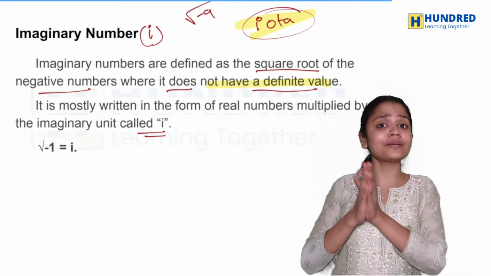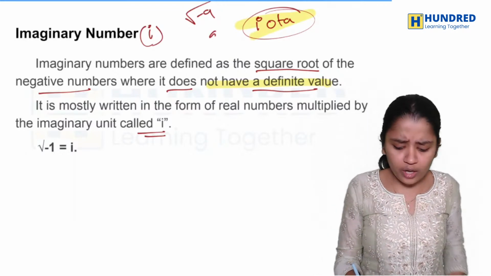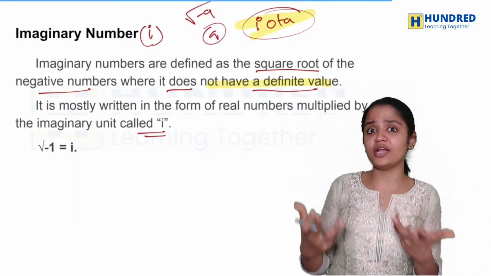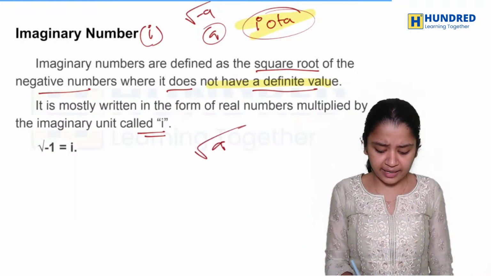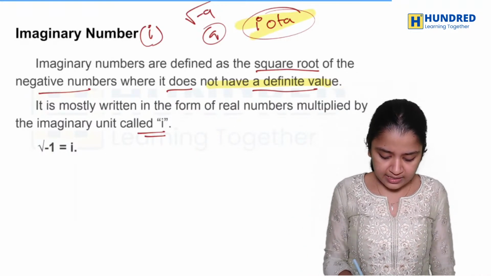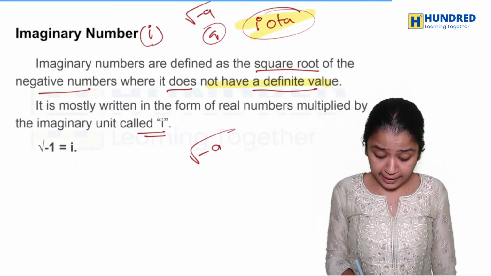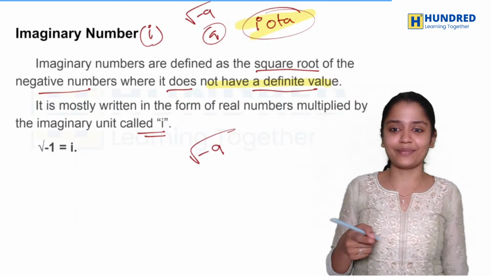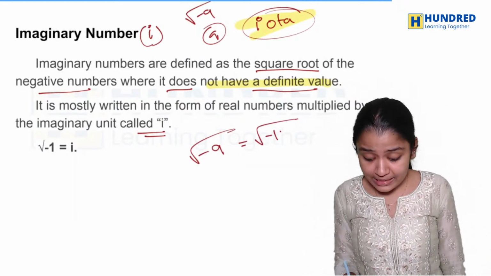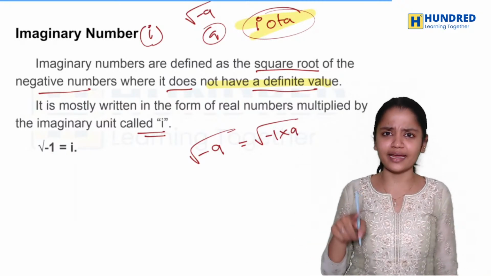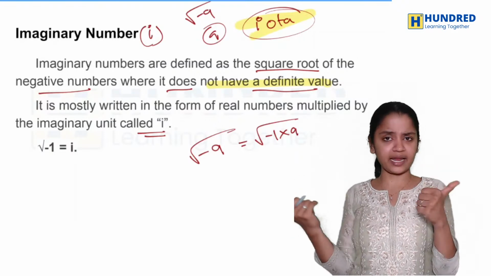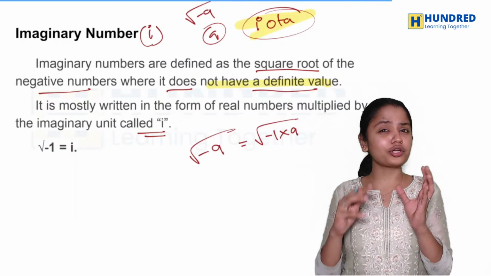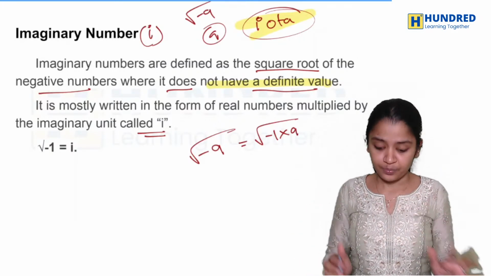It is the root of some negative numbers. You know what 9 is, you know what value 9 has. But the root of a negative number, how can you write this, minus 9? You can write minus 9 as minus 1 into 9, right? So you know what 9 is. 9 is a real number, right? And you don't know what the root of minus 1 is, right?